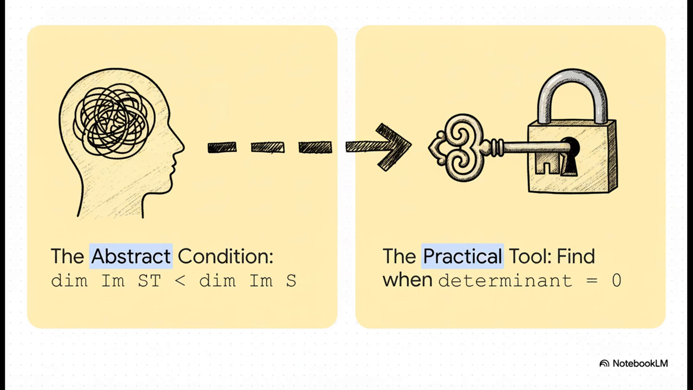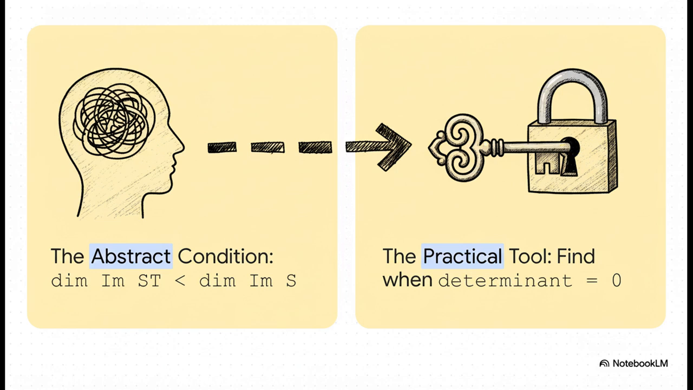On the left, we've got this condition from the exam. It basically says we're looking for a situation where doing two transformations loses more information than just doing one. But here's the cool part. That abstract idea points us directly to an amazing tool on the right, the determinant. You can think of the determinant as a single magic number that tells you if a transformation squashes space flat. If it's 0, a dimension gets lost.